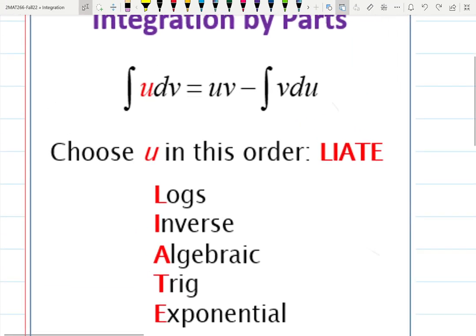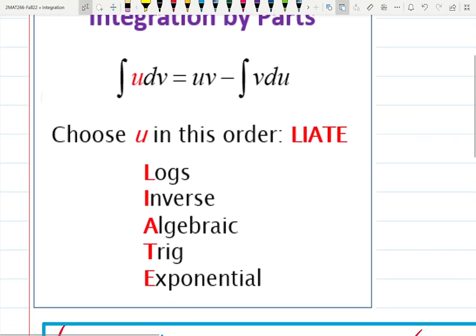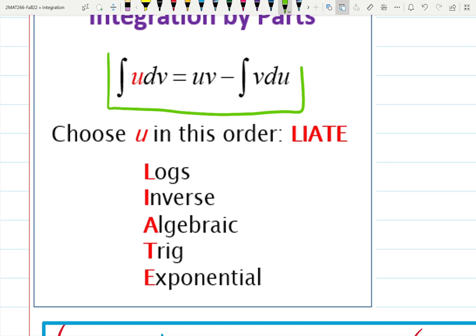LIATE rule, which is a pretty cool idea, I learned in the United States from one book. And surprisingly, they don't teach it in other classes in other books, which is a very sad situation because LIATE saved me so much time. The formula for integration by parts is integral u dv equals uv minus integral v du.